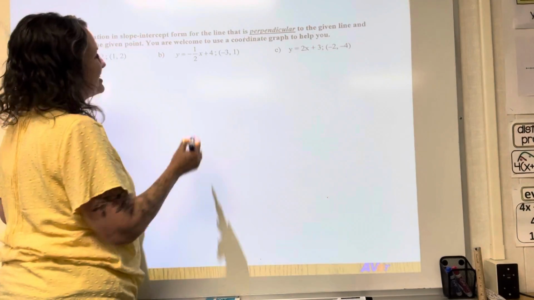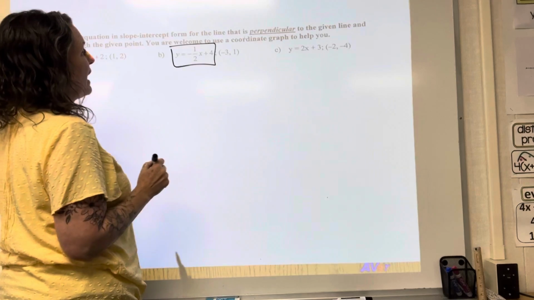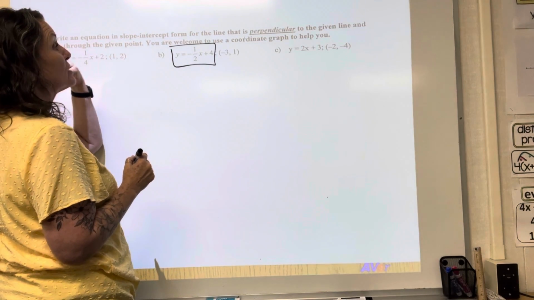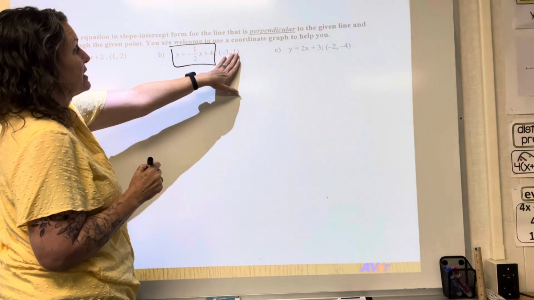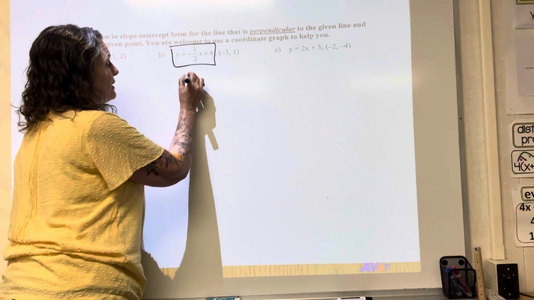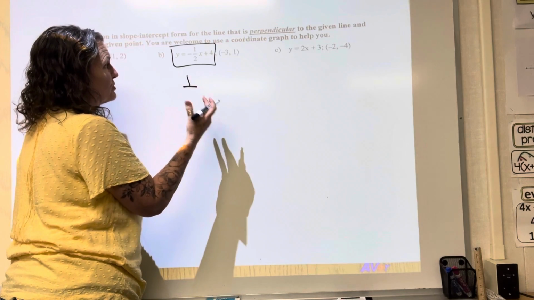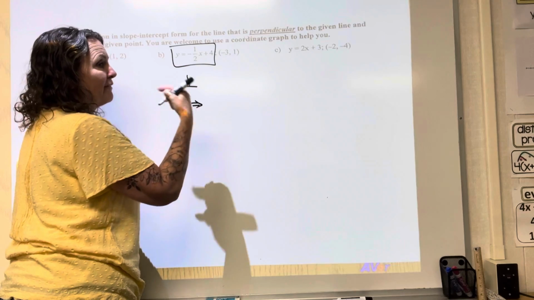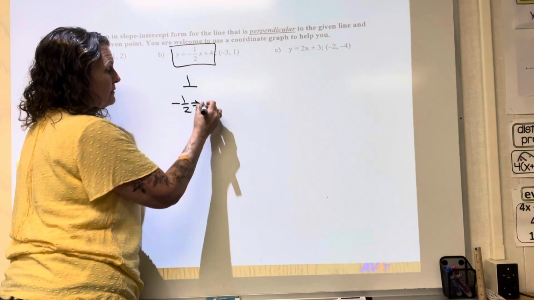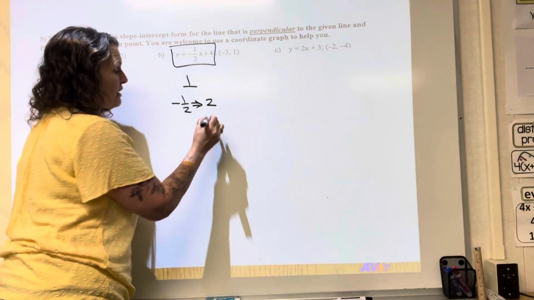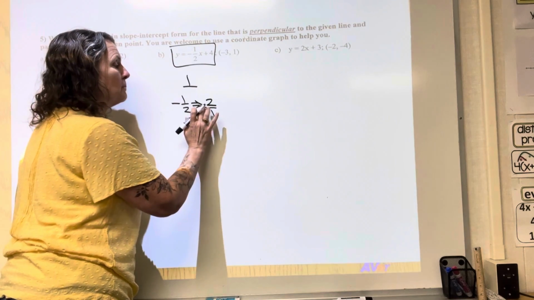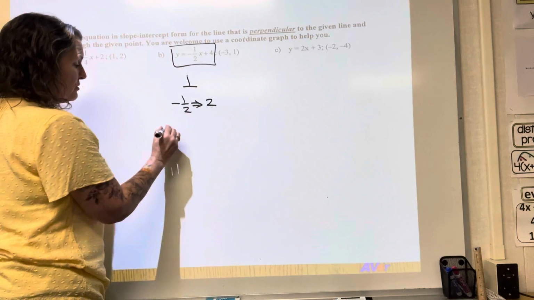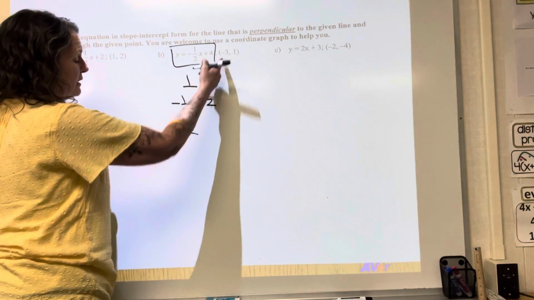Welcome back. So we have a request of writing an equation in slope-intercept form for a line that's perpendicular to this one and goes to this given point. So perpendicular lines have opposite and reciprocal slopes. So the current slope is -1/2. I'm going to grab it, flip it, change the sign. So it becomes a +2. Now if you see it as 2/1, that's great, but it's going to be much easier to work with. It's just 2.